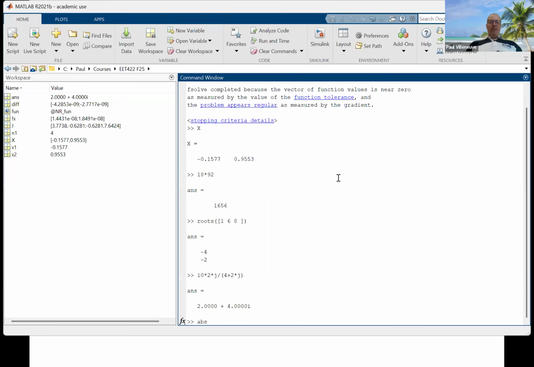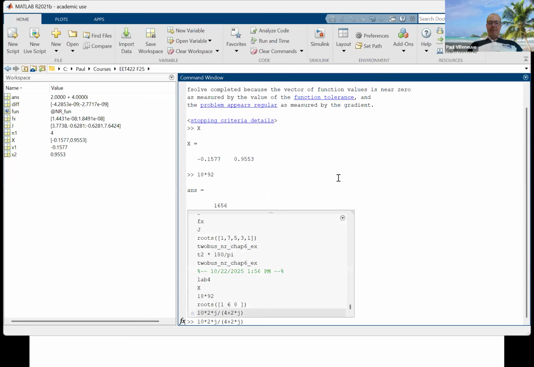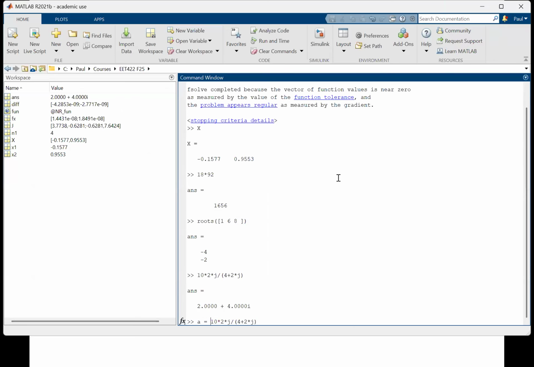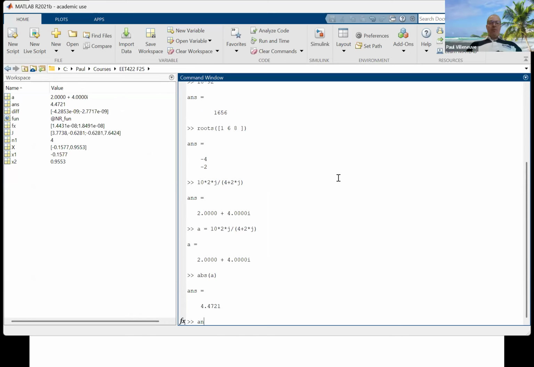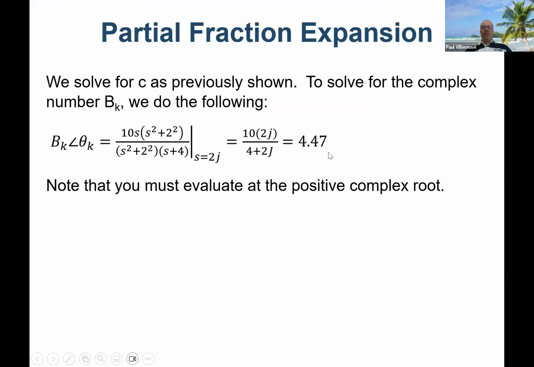So let me look at the absolute value. Let's do that again. Oh, right, yeah, you will have a magnitude, but you should have an angle then. Yes, so that's the 4.47. I forgot to write the angle. So it's 4.47 at an angle of 63.